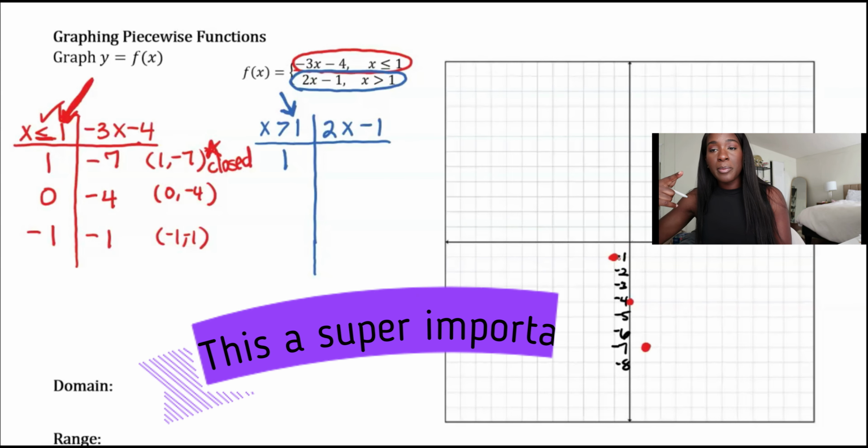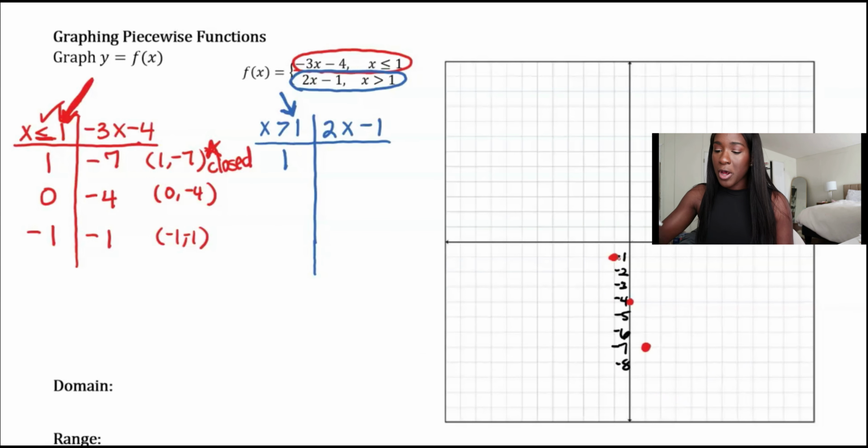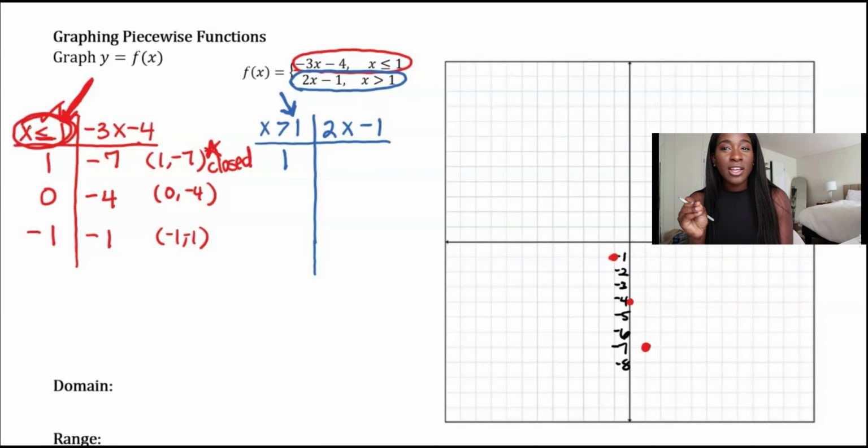Now, this is another part where people get tripped up in piecewise functions. They are unsure how to connect these 3 points. And what I mean by that is, do we just connect all 3 of them? Do we just connect them going on that way, downward? Or do we connect them all going this way, upward? And that's a very important part of graphing piecewise functions. To make that determination, go back to the restriction for your piece. Your piece says x is less than or equal to 1.